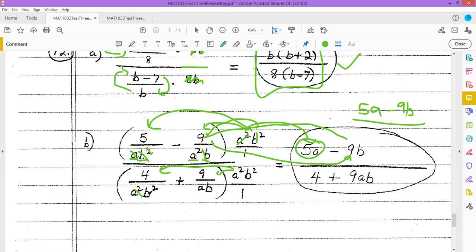When we do that, the a squared and b squared is going to cancel, leaving just 4 for the first term. The second term, a and a squared, one of those a's are going to cancel, leaving 1 left over. So that's 9a. And one of the b terms is going to cancel, leaving 1b left over. So 9ab will be our second term. But this is our answer, 5a minus 9b divided by 4 plus 9ab. This is the last example. We'll stop here.